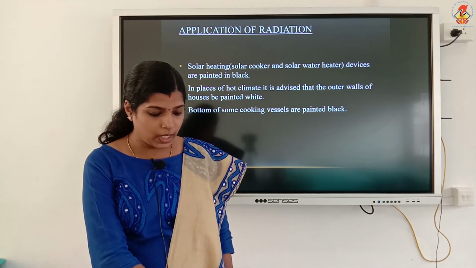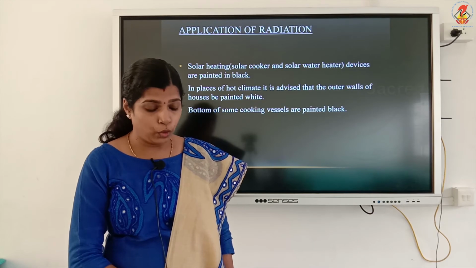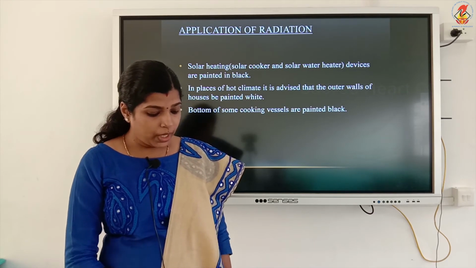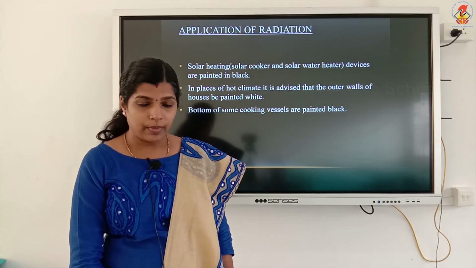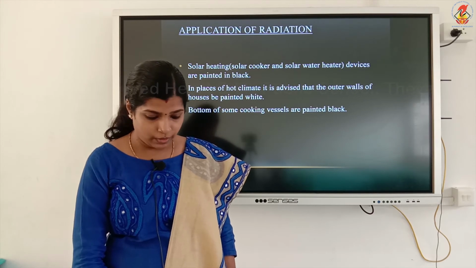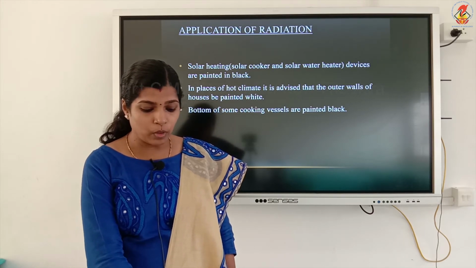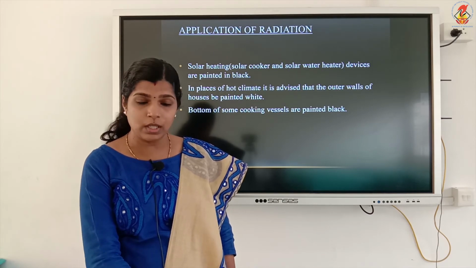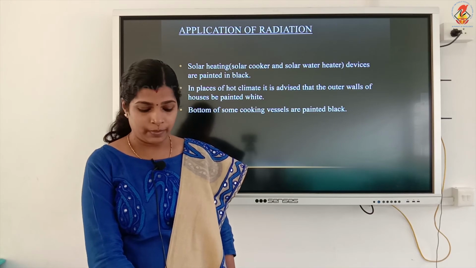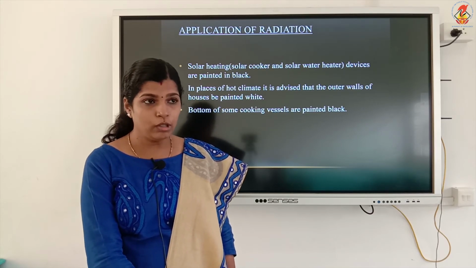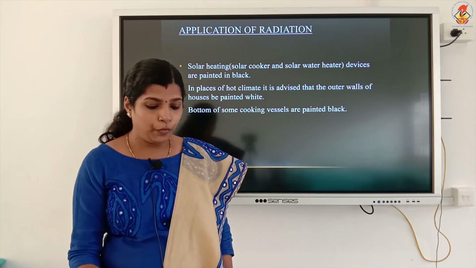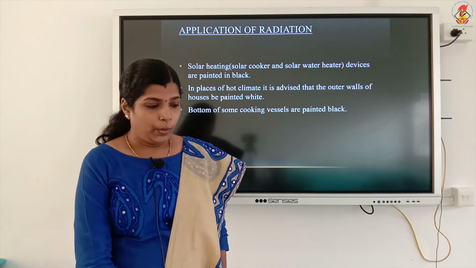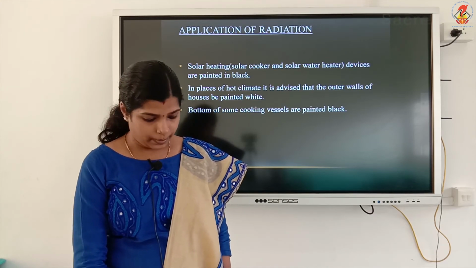The same activity is given in your textbook, activity 4.11. Why is it more comfortable to wear white or light colored clothes in summer and dark colored clothes in winter? Dark surfaces absorb more heat, and therefore we feel comfortable with dark colored clothes in winter. Light colored clothes reflect most of the heat falling on them, and we feel comfortable during the summer season.